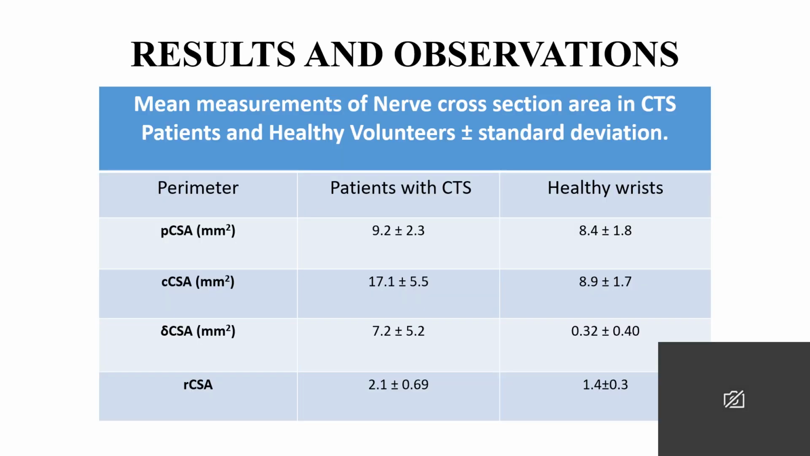Results and observations. Mean measurements of nerve cross-sectional area in carpal tunnel syndrome patients and healthy volunteers, plus minus standard deviation. It is most significant at delta cross-sectional area, which is 7.2 plus minus 5.2 for patients with CTS and 0.32 for healthy wrists.